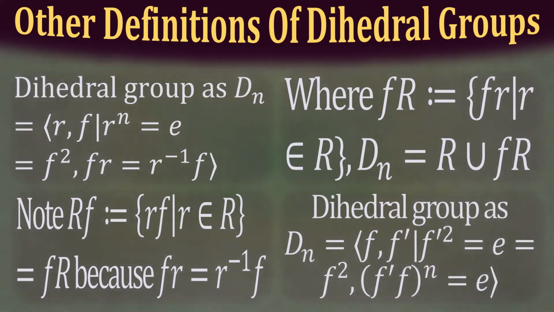Further, we can define the dihedral group as Dn being generated by F and F dash such that F dash squared is equal to E, which is equal to F squared, and F times F dash to the n is equal to E.